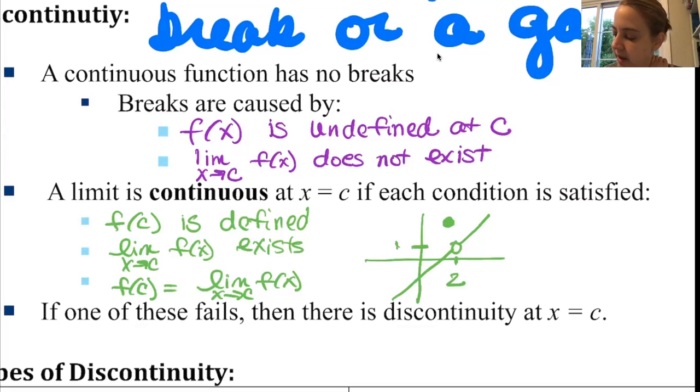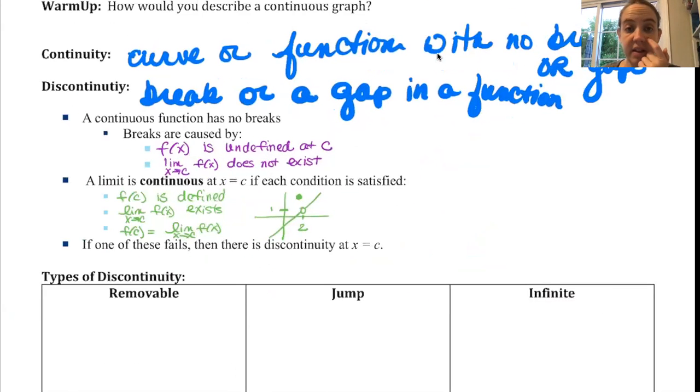So let's see what's going to happen with these. If one of these fails, then there's a discontinuity. If any one of those things fails, if f of c is not defined, if the limit does not exist, or if those two things are not equal, you have a discontinuity.